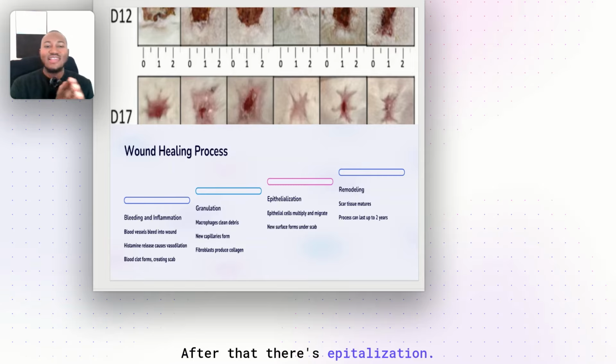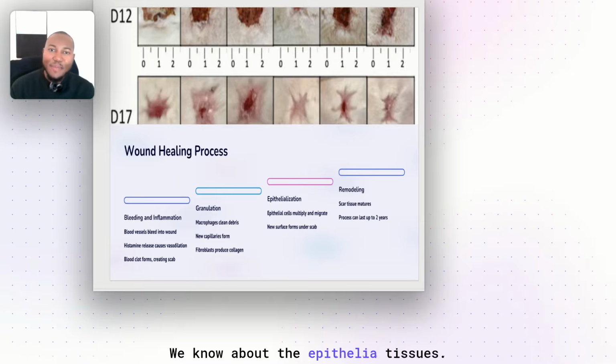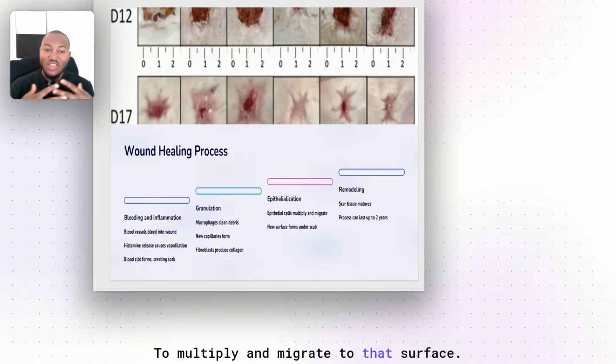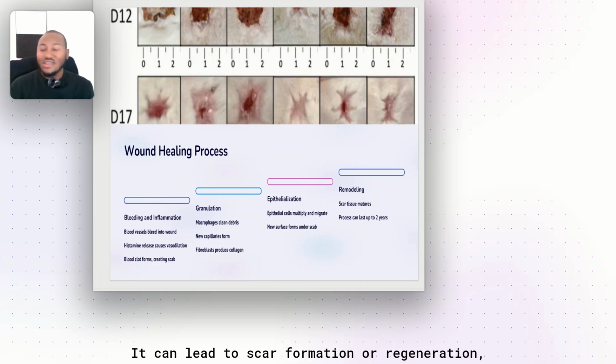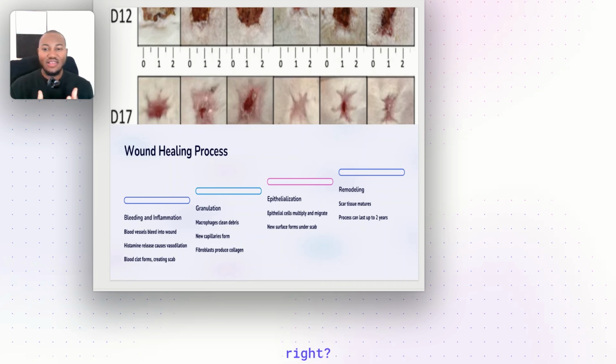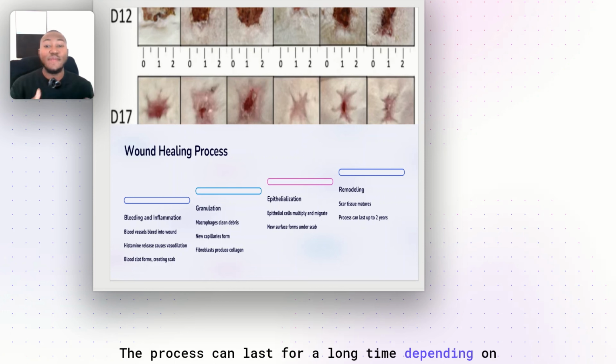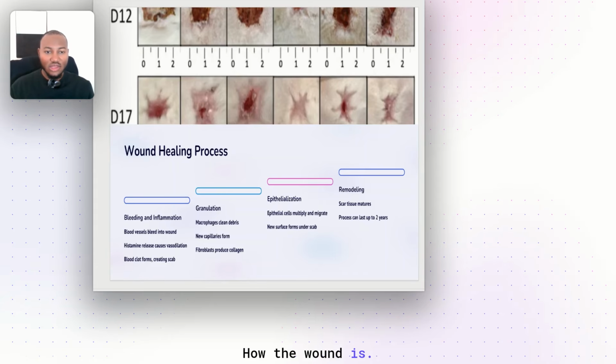After that, there is epithelialization. What happens? We know about the epithelial tissues. They start to multiply and migrate to that surface to cover this injury. Then after that, there's remodeling. It can lead to scar formation or regeneration, right? The process can last for a long time depending on how the wound is.